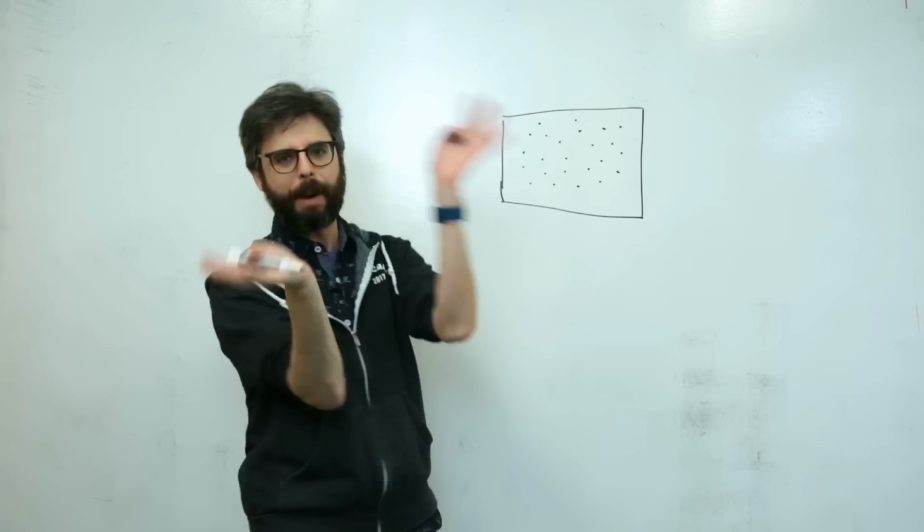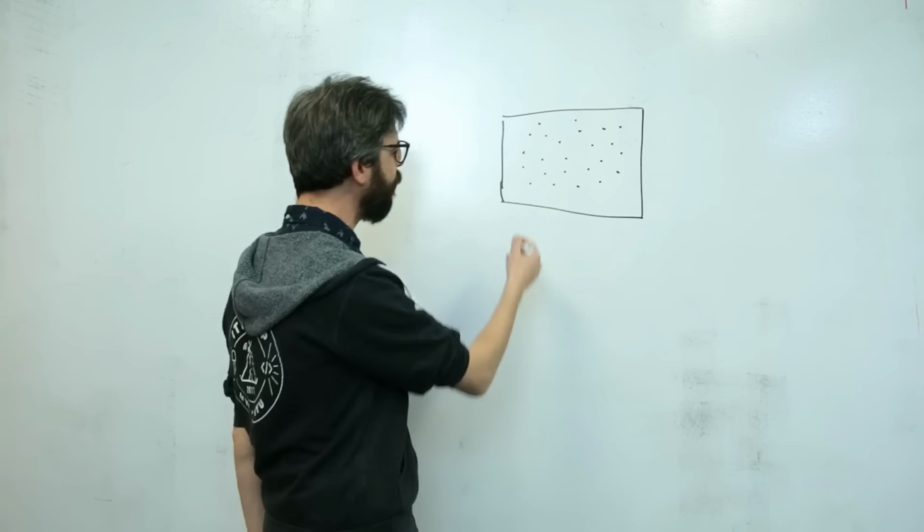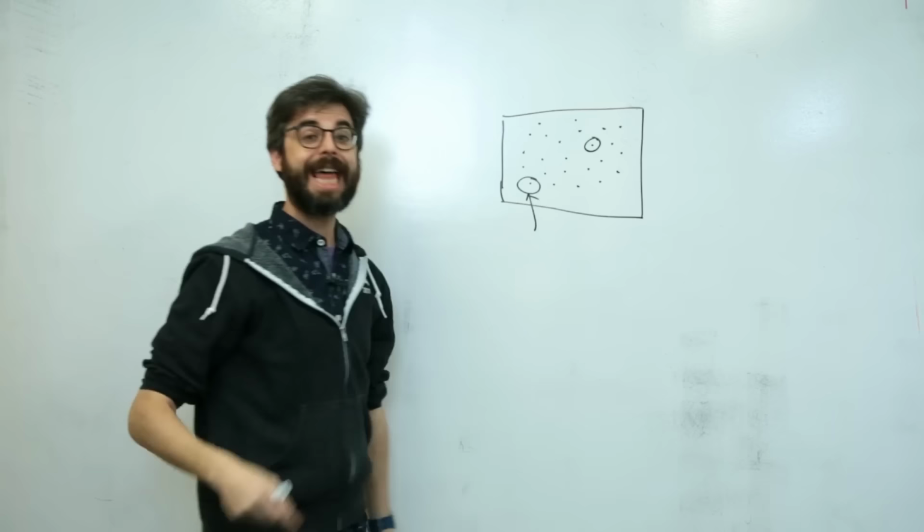And one of the elements of these kinds of scenarios is that for every particle, for every dot, for everything that's in my two-dimensional space, I have to check its location relative to all the other ones. So this one I need to check relative to all the other ones. This one I need to check relative to all the other ones. And that is a lot of checks.